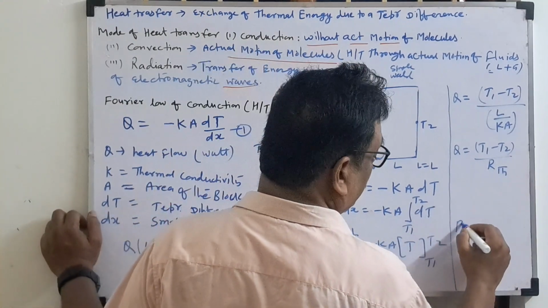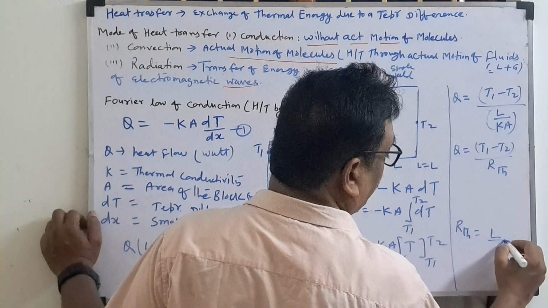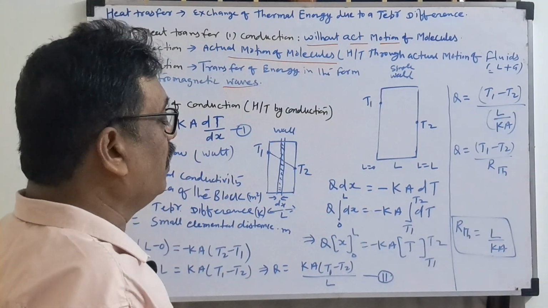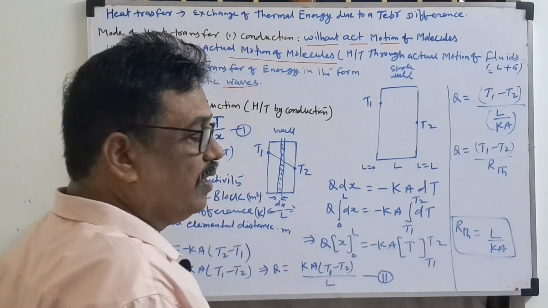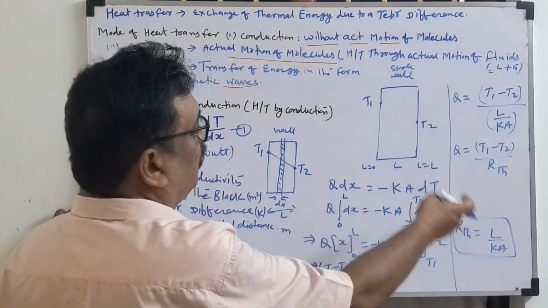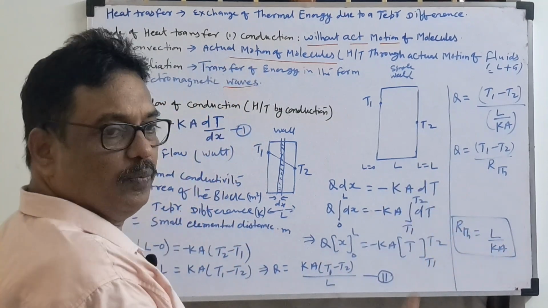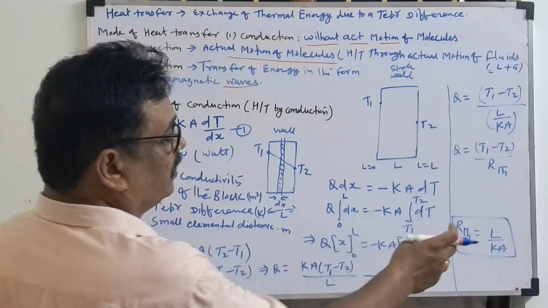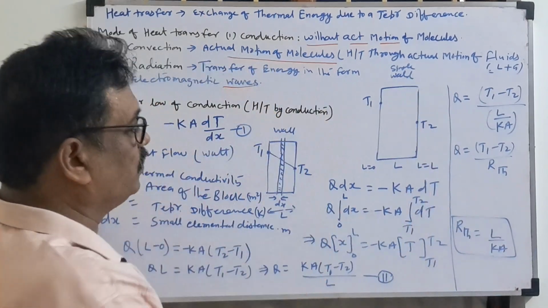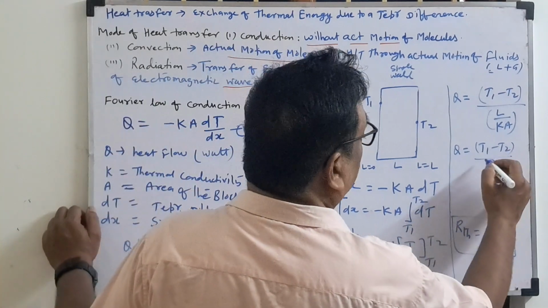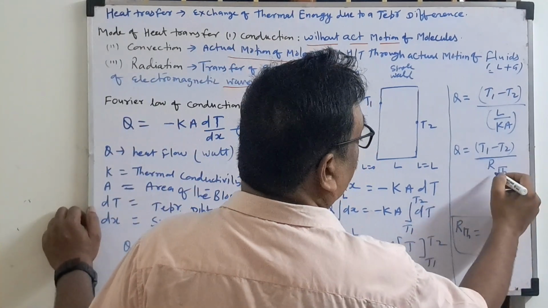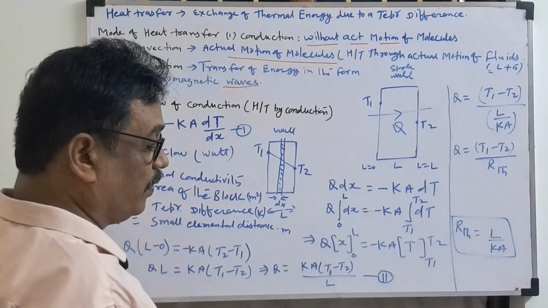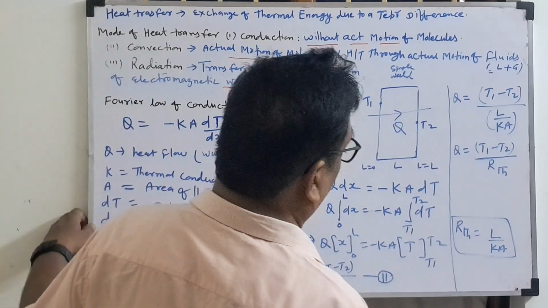What is thermal resistance here? L by Ka. This is the very important part for this heat transfer problem. So this is the conduction thermal resistance, which we have taken for the plane wall. If we take a cylinder or a spherical part, each one also has a thermal resistance. If you understand this thermal resistance, see how simple the formula becomes. This formula is for heat transfer through a single wall.